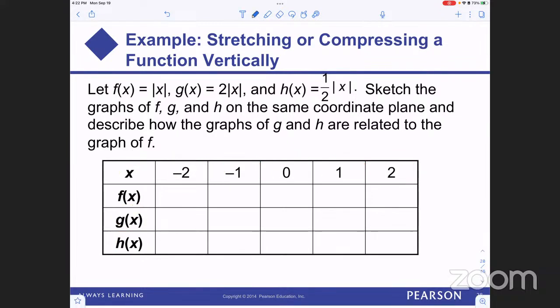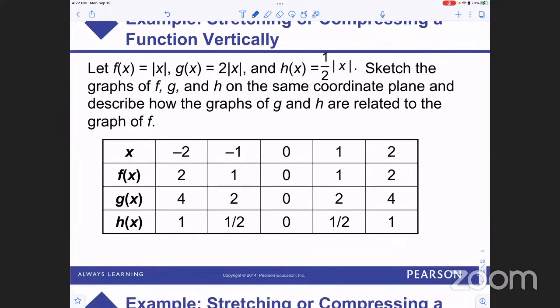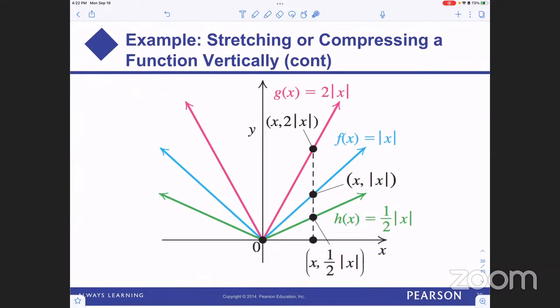So absolute value of x, that means this is going to be 2, 1, 0, 1, 2. g is 2 times that, so it's like our y values get multiplied by 2. So then this is going to be 4, 2, 0, 2, 4, okay? And then for h, our y values are cut in half. So half of 2 is 1, then a half, then 0, 1/2, and then 1. And we're going to plot these ordered pairs on the same plane. You get something like this.